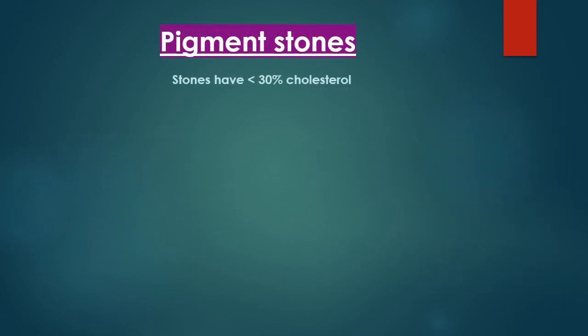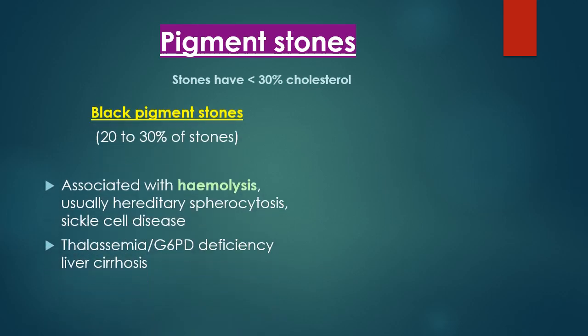Pigment stones generally have less than 30% cholesterol, and these can be divided into black pigment stones and brown pigment stones. The black pigment stones are usually associated with hemolysis, such as hereditary spherocytosis, sickle cell disease, thalassemia, and G6PD deficiency, and at times liver cirrhosis. These hemolytic diseases predispose to the formation of black pigment stones.